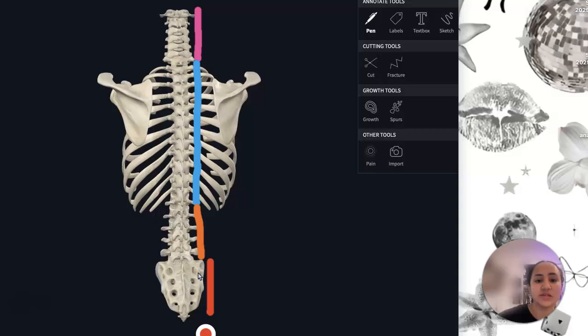The vertebral column is divided up into 4 parts. I already drew the lines on this just because when I use the pen tool, my head is all up in the camera and I don't think you want to see that. So just because I'm on my MacBook.